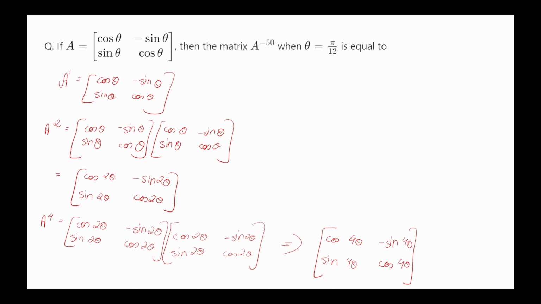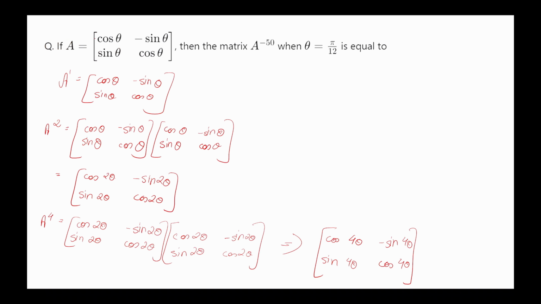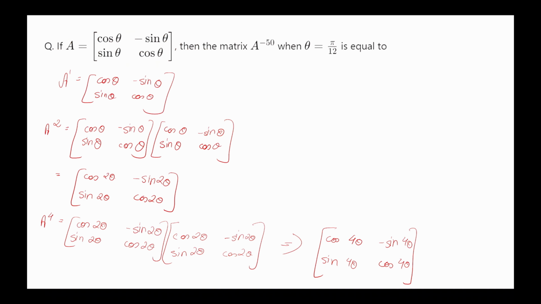When I had 1, it was basically 1 theta. When I had 2 as the power, it was 2 theta. When I had 4 as the power, it became 4 theta. So what is the pattern that I am looking at here? If I write down a to the power n, this would basically become cos of n theta, minus sine of n theta, sine of n theta, and here cos of n theta. So this is the pattern that I'm getting based on solving two or three multiplications.